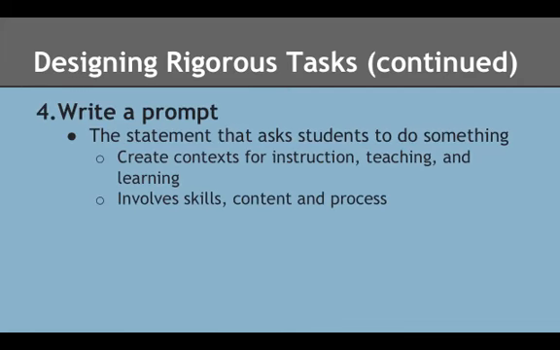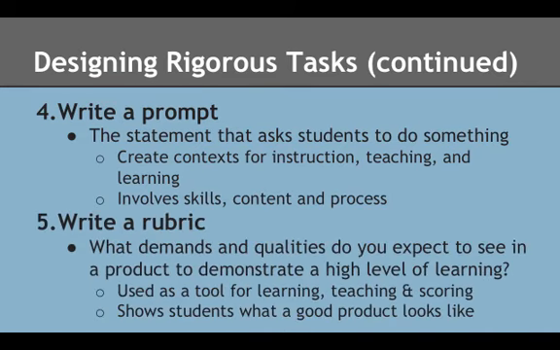Fourth, write a prompt. This is the statement that asks students to do something. It creates context for instruction, teaching, and learning, and it involves skills, content, and process. Fifth, write the rubric. What demands and qualities do you expect to see in a product to demonstrate a high level of learning? It's used as a tool for learning, teaching, and scoring, and it shows students what a good product looks like.